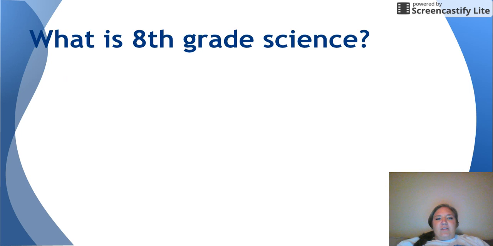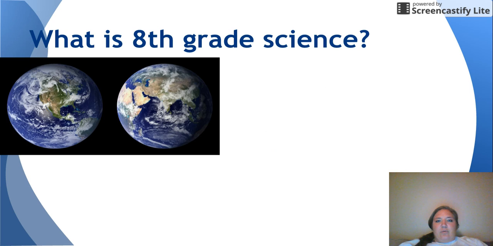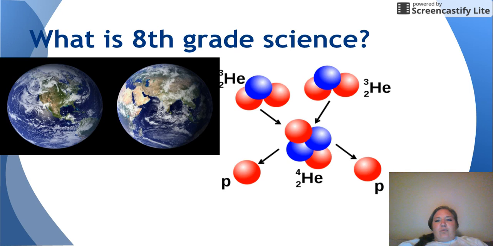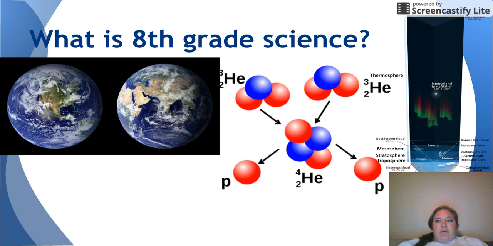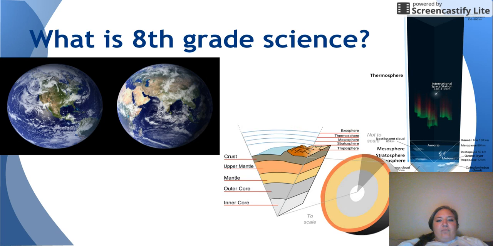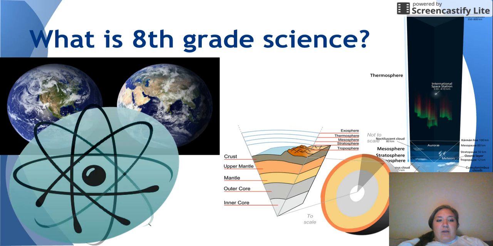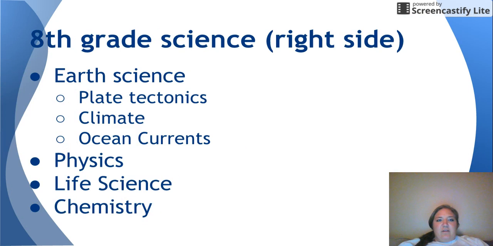So more specifically, let's talk about what is 8th grade science. In 8th grade science, we're going to be talking about the earth. We're going to be talking about chemistry. We're going to be talking about the atmosphere, the layers of the earth, and physics. So in 8th grade science, we're going to talk about earth science or plate tectonics, climate, ocean currents. And then, like I said before, physics and chemistry. And we will review life science as you studied life science in 7th grade.